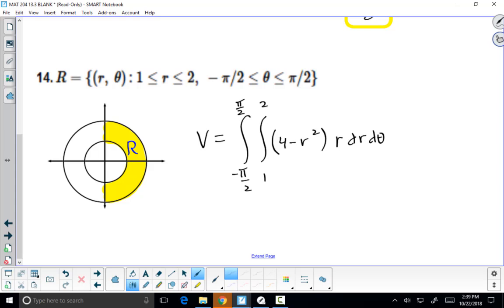And that's it. So we integrate. Imagining our polar element, it's coming out of the origin, and it hits the inner curve, and then it hits the outer curve. So it's from r equals 1 out to r equals 2. And then that polar element is sweeping from minus pi over 2 to pi over 2.